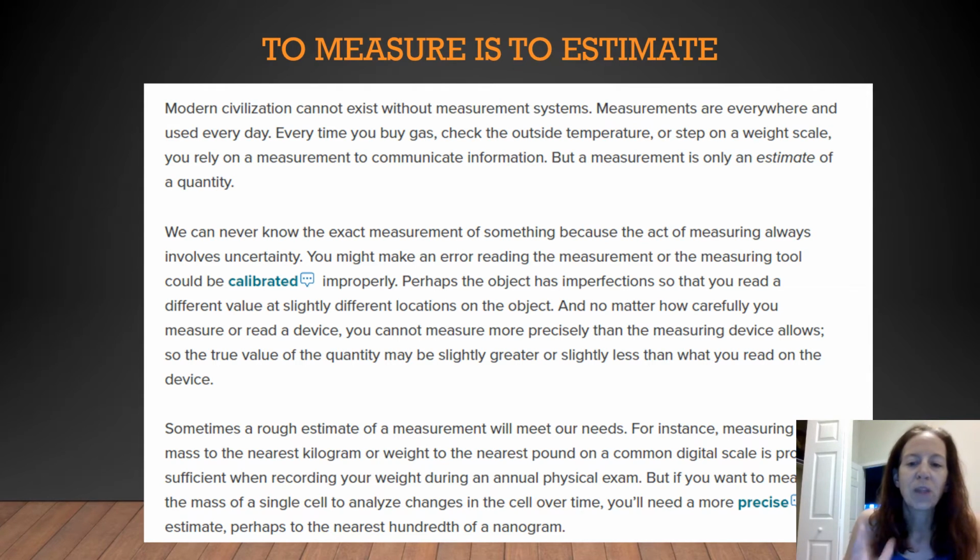But if you want to measure the mass of a single cell to analyze changes in a cell over time, you need a more precise estimate, perhaps to the nearest hundredths of a nanogram. So how precise you need a measurement to be depends on what you're doing. Some things just don't need to be that precise. Other things, like the shape of a wing on an airplane, have to be really, really precise. A small error can be catastrophic when you're dealing with flight and planes and aeronautical stuff.